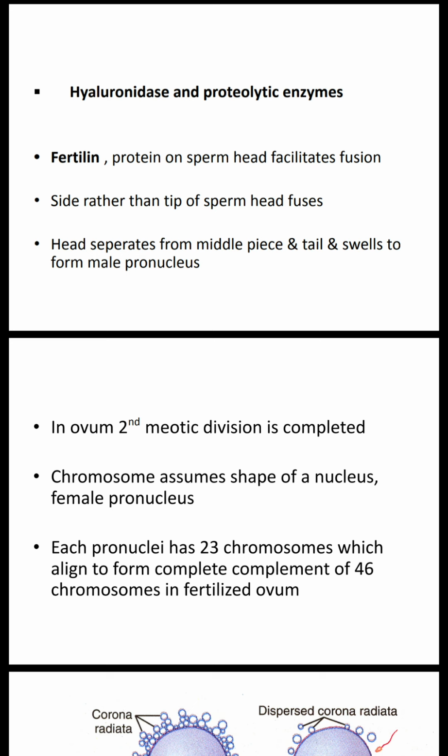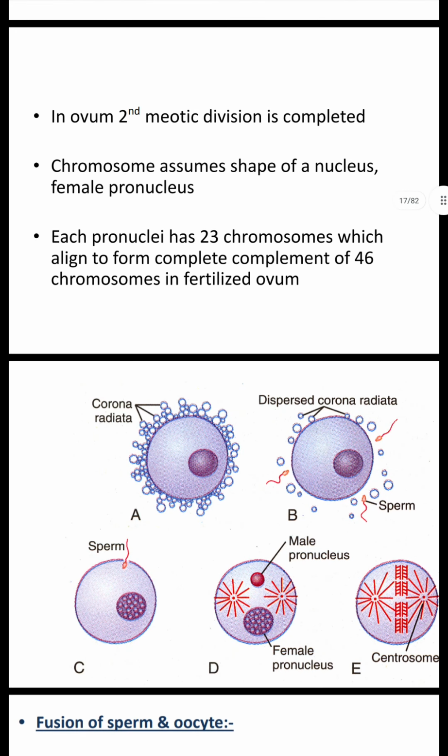The side, rather than the tip of the sperm's head, gets fused. The head separates from the middle piece and tail and swells to form the male pronucleus. In the ovum, the second meiotic division is completed, and the chromosomes assume the shape of a nucleus, that is the female pronucleus. Each pronucleus has 23 chromosomes, which align to form the complete complement of 46 chromosomes in the fertilized ovum.